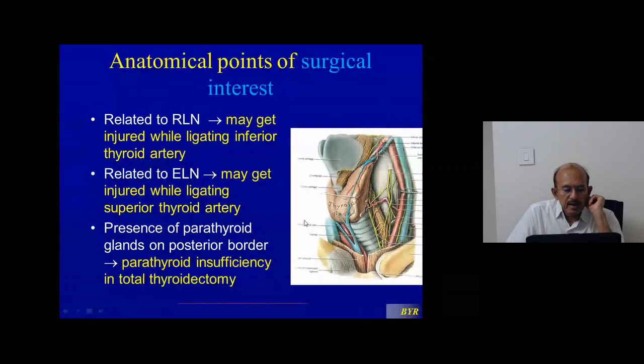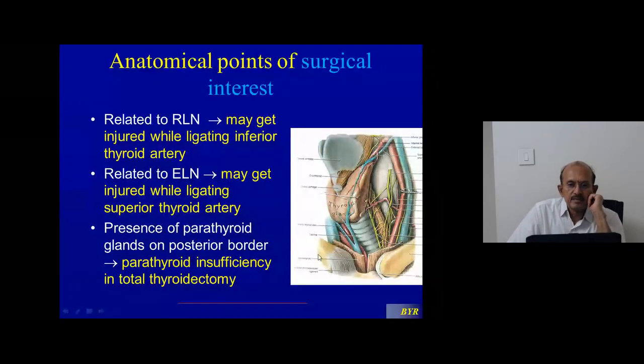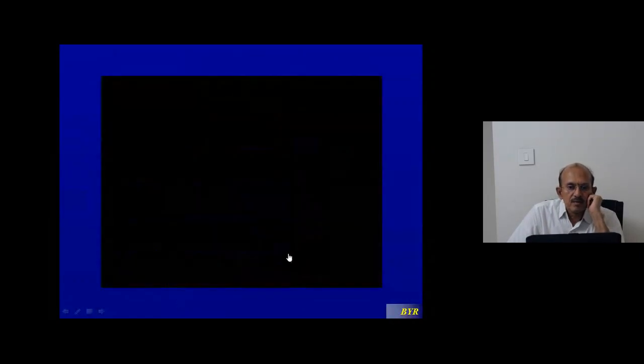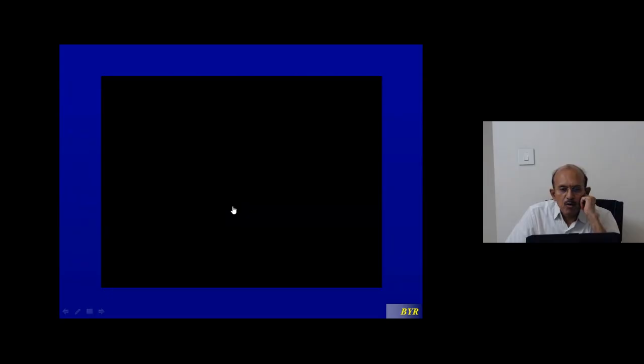Some students are asking me about operative surgery related doubts. So I will answer those doubts after finishing this anatomy part. This is a small video about the constitution of the larynx, how the larynx is constituted, how the various intrinsic muscles of the larynx work, and how the vocal cord movements occur.